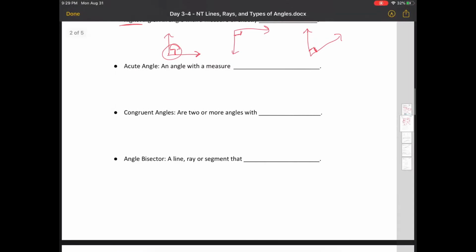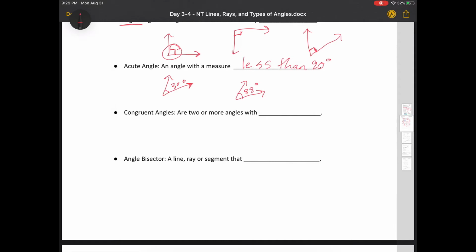A couple more angles. We have acute angles. So besides obtuse and right, acute angles are ones that are less than 90 degrees. So when I think of acute, I think of small. Acute means something small probably. So we have an angle less than 90 degrees. So let's say an angle is 30 degrees. We can have an angle that's 89 degrees. That is an angle that is acute.